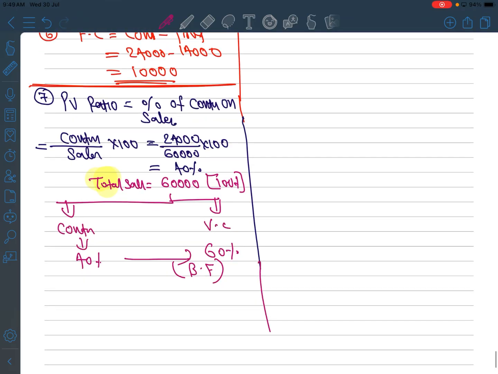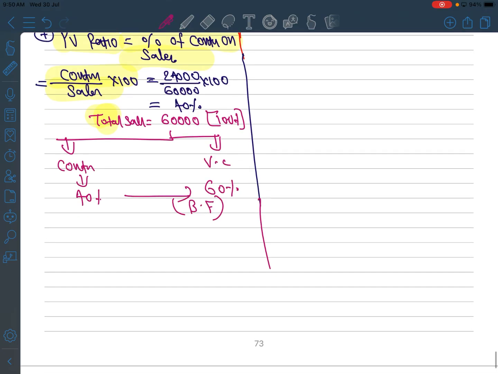So what is the equation? What is meant by PV ratio? Percentage of contribution on sales. When you understand what PV ratio is, then automatically you will get the equation also. What is the equation? Contribution divided by sales into 100.